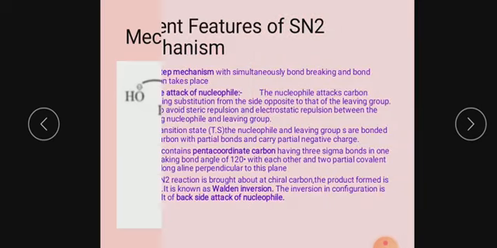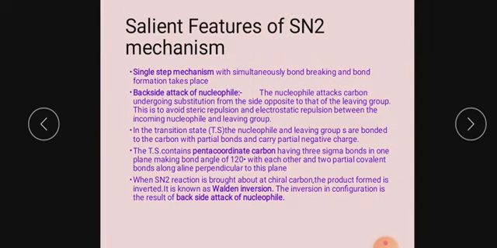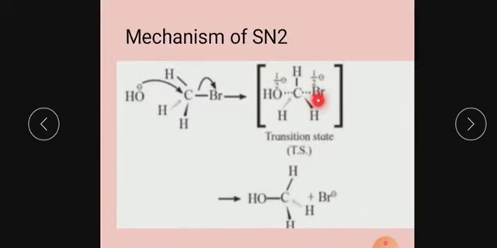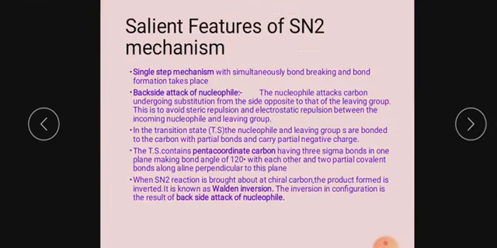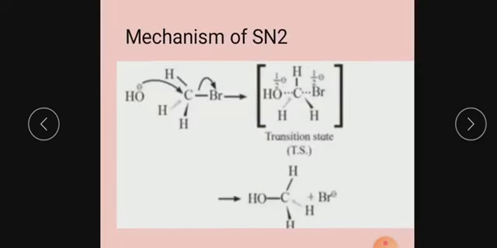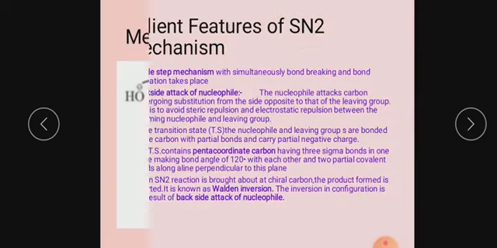See here, we write here the transition state is pentacoordinate. There are 3 sigma bonds, this 1, 2 and 3, in one plane having bond angle 120 with each other, and 2 partial covalent bonds along the line perpendicular to this plane. These 2 partial covalent bonds are OH and carbon. This partial bond is represented by the dotted line, and C-Br is also a partial covalent bond.